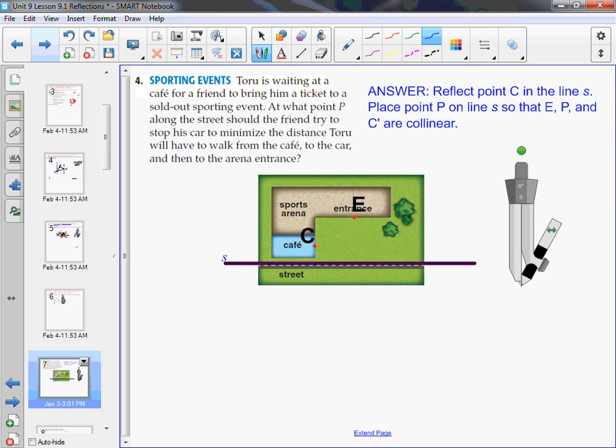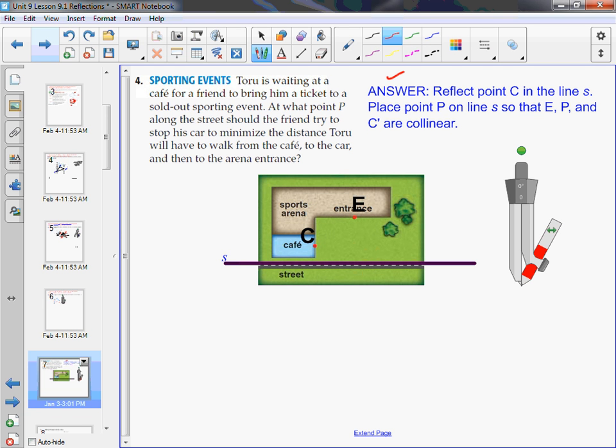So here's how you do this. I think it's kind of neat how it works out. Before I learned this, I always wondered how mathematicians would figure something out like this. So here's how you do the answer. We're going to reflect point C. I even wrote it up here. We're going to reflect point C in line S, the street, and then I'm going to place point P on line S so that E, P, and C prime are in a straight line, because the shortest distance between 2 points is a straight line.